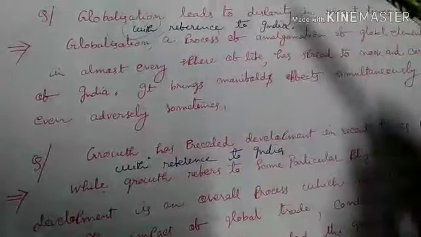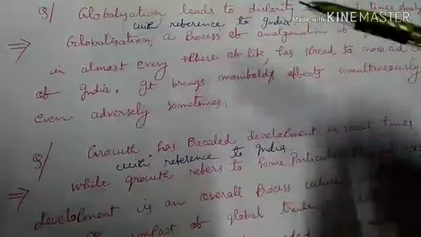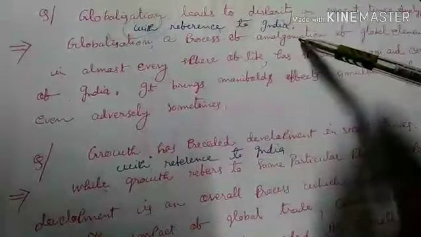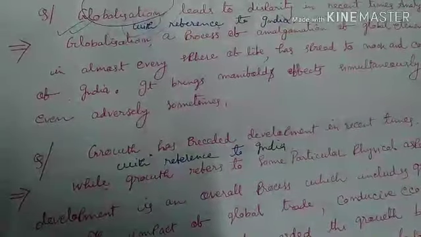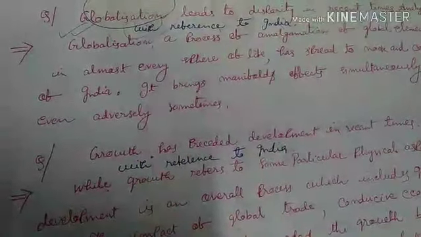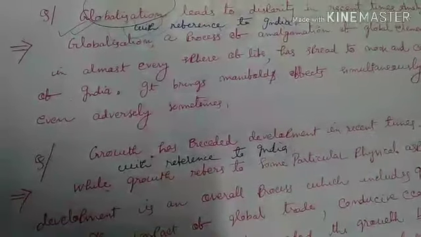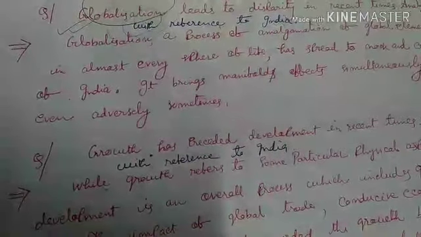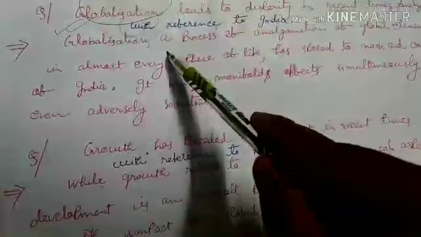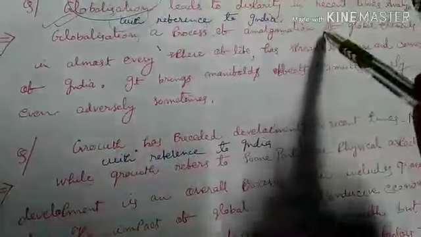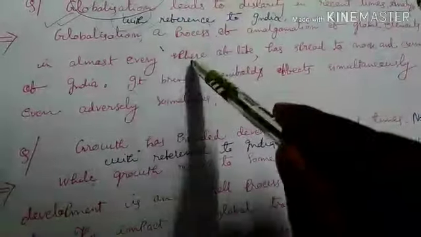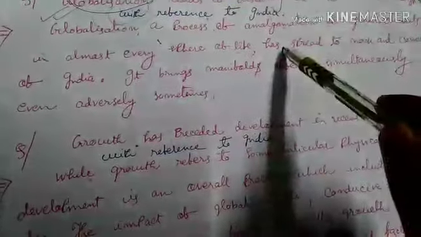So in the introduction part of your answer, the prime keyword in the question is globalization. So the first line of your introduction should be regarding what globalization is. You have to give a very general viewpoint, like: globalization, a process of amalgamation of global elements in almost every sphere of life, has spread to every nook and corner of India.